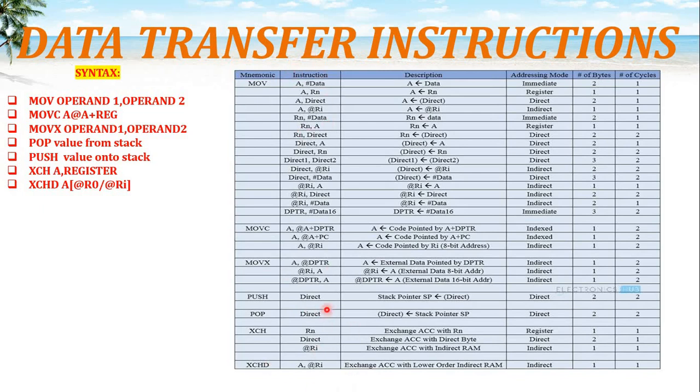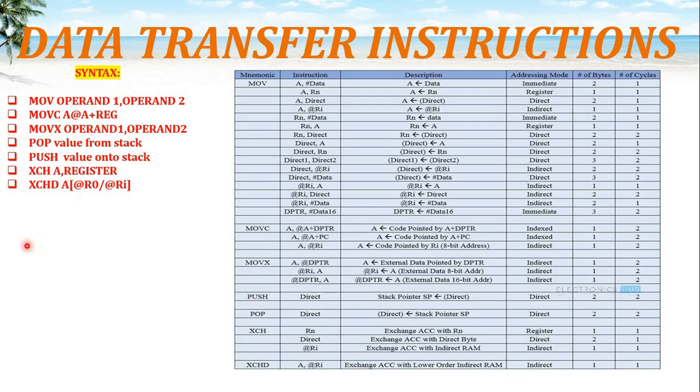This is the instructions, the types of instructions we are using in 8051. This is a syntax. Before writing an instruction, I need to write the syntax of that particular mnemonic. After that only I need to write that instruction. So this is the syntax for exchange A comma register. In the description, if you see here, they have given exchange Rn, that is, they are going to exchange the accumulator with the Rn register. Here, exchange accumulator with direct byte. Here, exchange accumulator with indirect RAM. This Ri indicates indirect RAM.